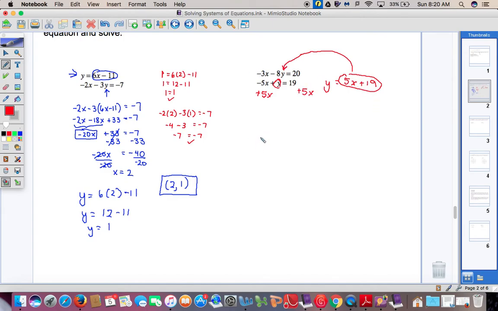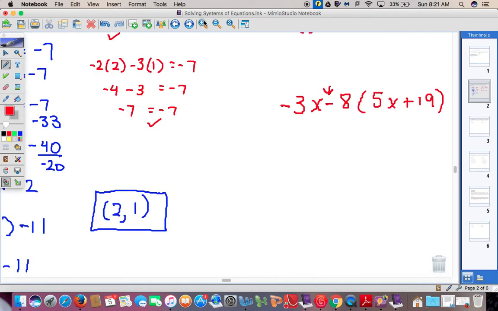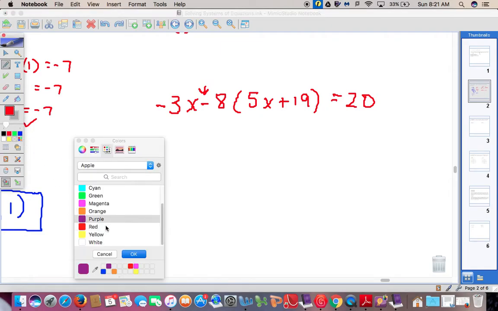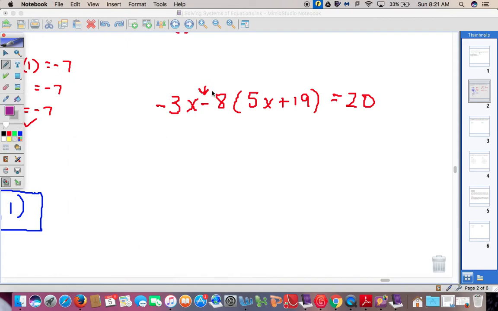When I do that, I'm going to have negative 3x minus 8 times (5x plus 19). Now, do you see that I've used my entire expression and I put it inside parentheses? That's really important so that I remember to actually distribute. And in this case, too, I have a negative here, so I need to distribute that negative. And this equals 20. Okay, so if I'm working with that equation, I need to change colors so you can see that this is a different problem.